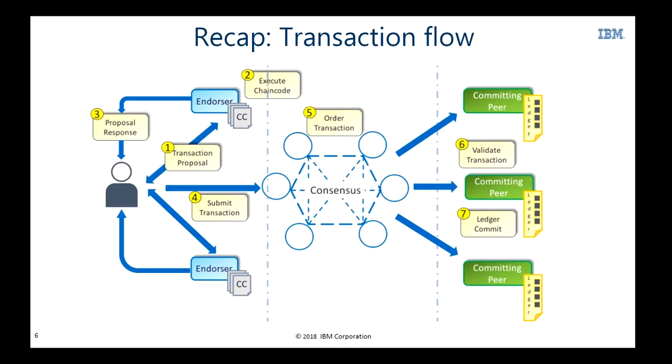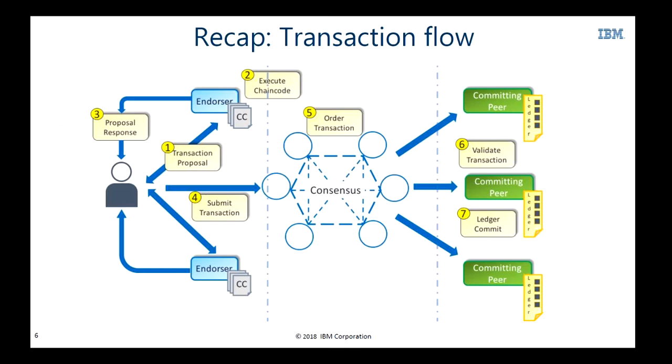What it does, it sends a transaction proposal to a set of peers or one peer. That peer executes chain code, and number 3, the endorsements are signed by the peers, returned to the client. The client aggregates all of these endorsements, batches them into a transaction, submits the transaction to the ordering service. The ordering service orders the transaction into some block.